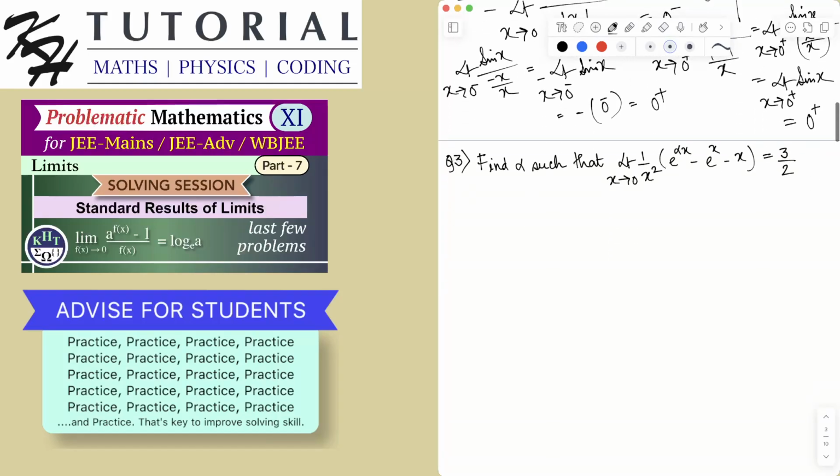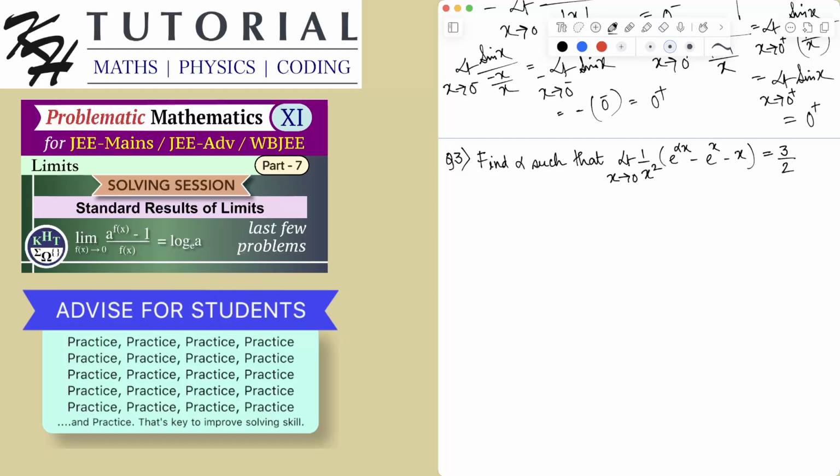In this problem, I think we have to find the value of alpha such that the limit, when x is tending to 0, of the given function is equal to 3 by 2.